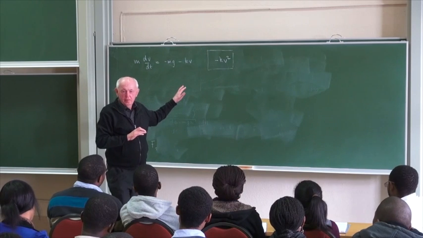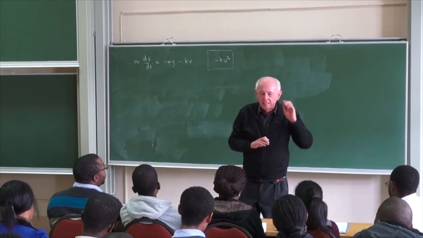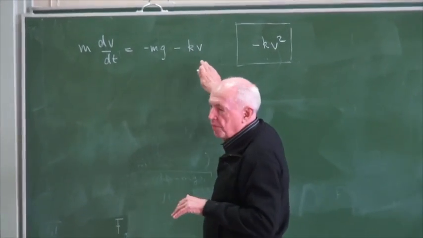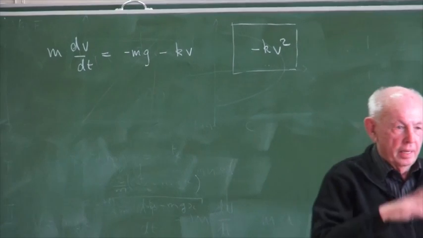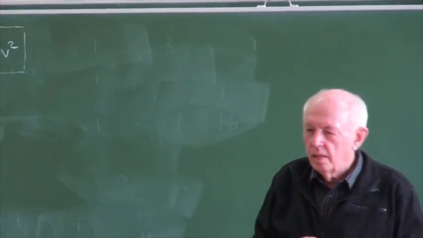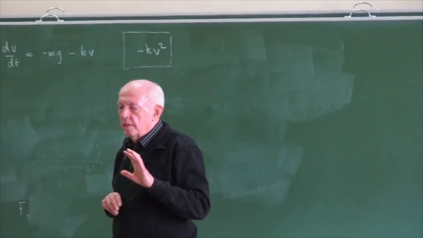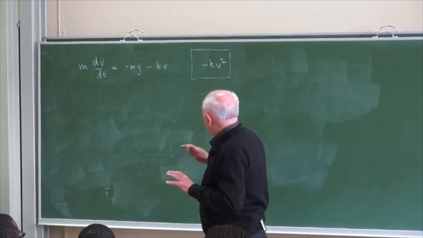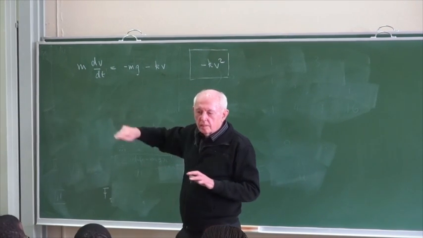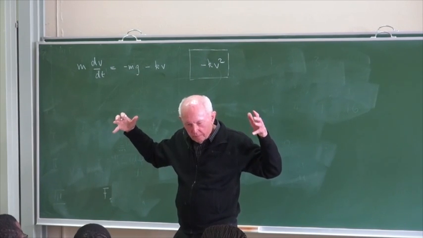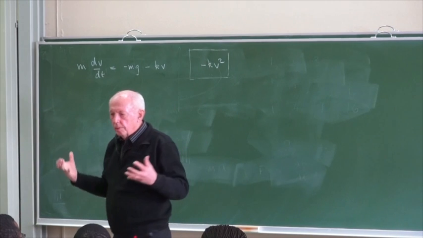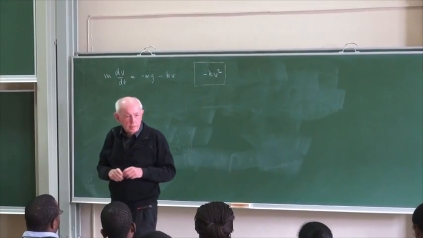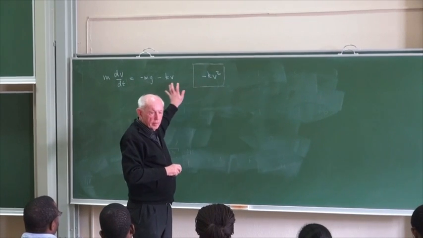Now, this story reminds me a little of that. If the velocities are small, then it is K times V. And if the velocities are big, it's K times V squared. I will explain this further to you, but I just tell you, this is not a formula like the circumference of a circle, which is basically a basic part of our thinking. It's an approximation. It's a way people look at an approximation.